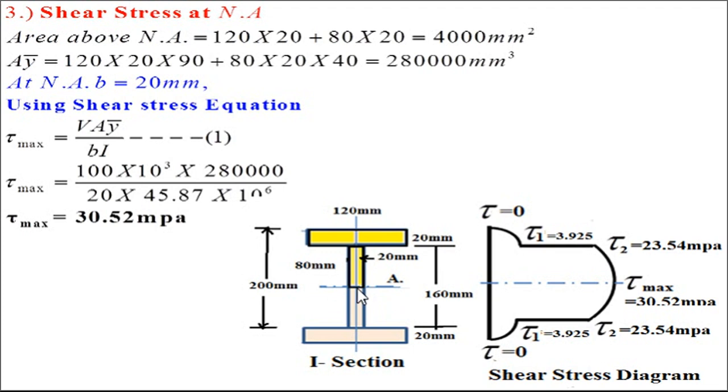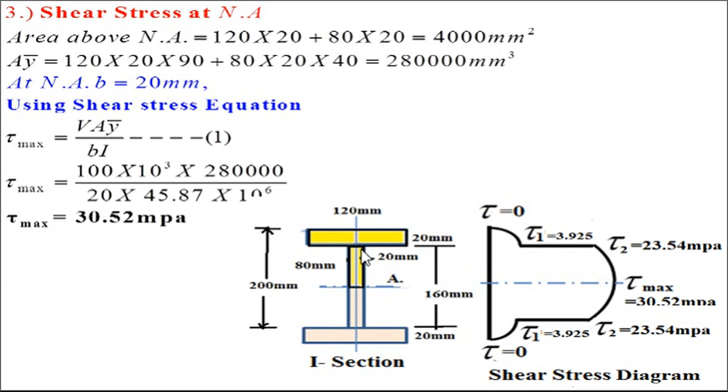You have to consider all the area above the neutral axis. I have made this area yellow, this plus this, the entire area above the neutral axis. And what will be that area? 120 into 20 plus, this total depth is 80, half of 160, 80 into 20. That will be the total area. Now it is 4000 mm square. That is the area above the neutral axis.